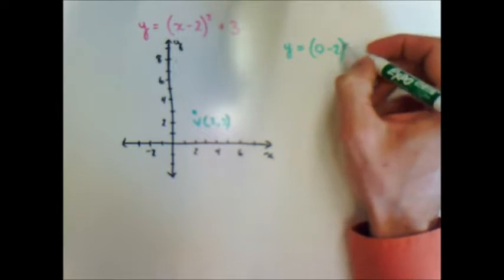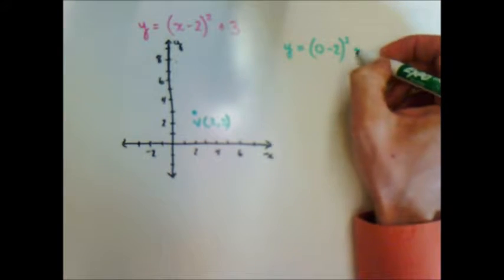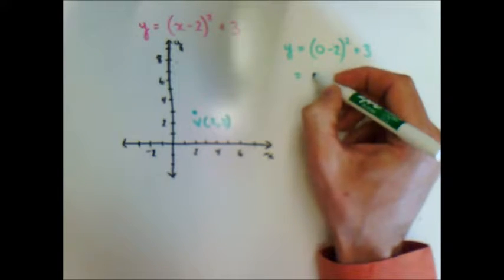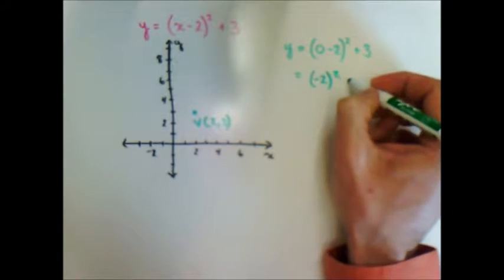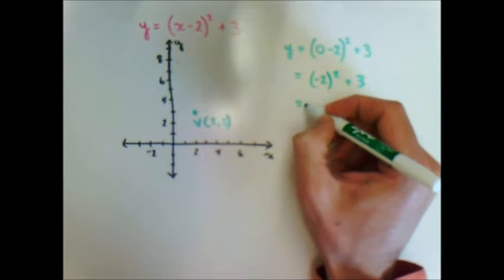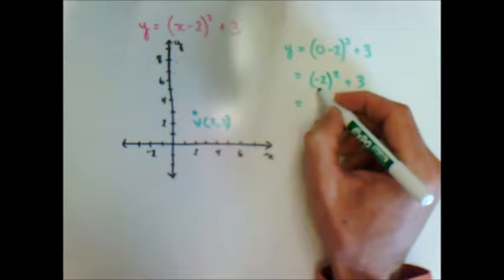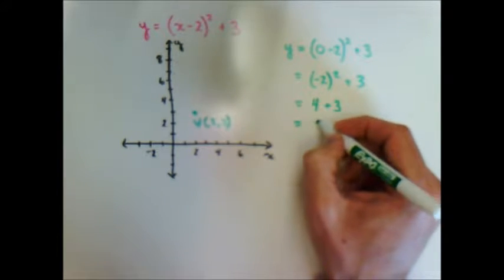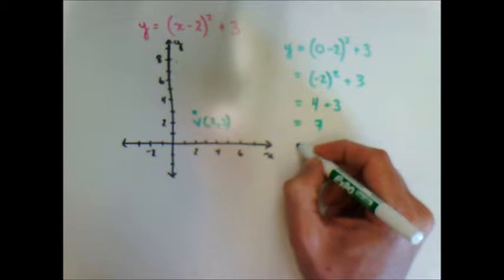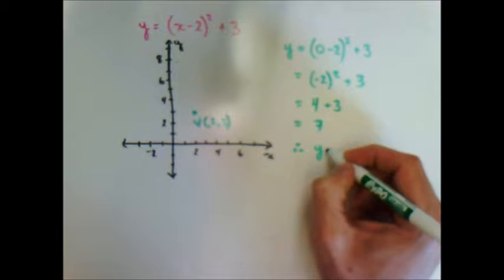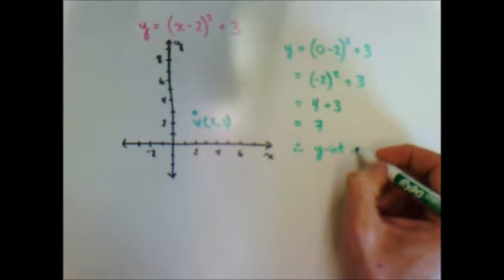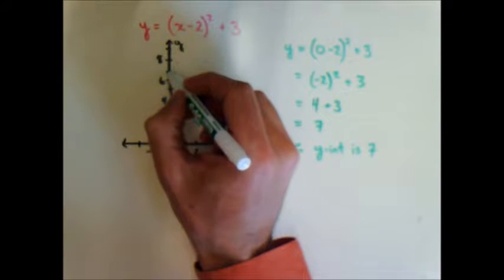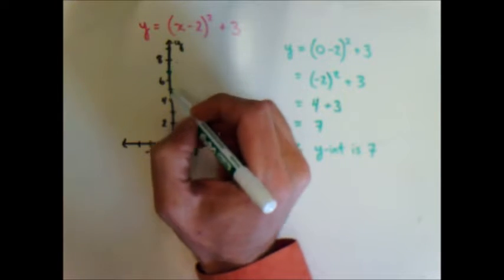So I can just sub in 0 for x. Inside the bracket, I now have negative 2 squared plus 3. Negative 2 squared is negative 2 times negative 2. That's 4 plus 3, 7. So therefore, the y-intercept is 7. And I can go ahead and plunk that on my graph.